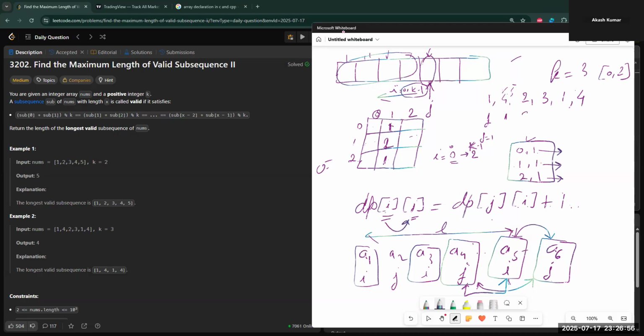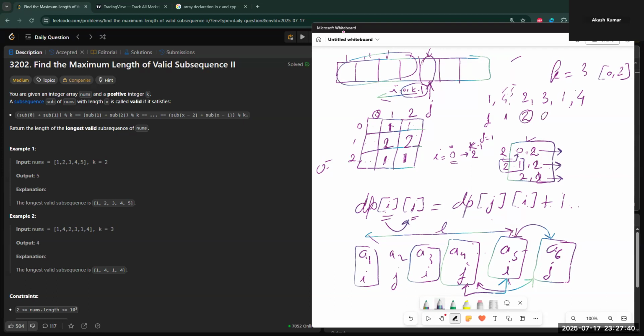Next, the modulus is 2 only. In that case, we have to fill 0 2, 1 2, and 2 2. For 0 2, we need a sequence like 2 0, so we check 2 0. It is 0, so it will be 1. For 1 2, we need 2 1. We check 2 1, which is 1, so it will become 2. And for 2 2, 2 2 is 0, so it will be 1.